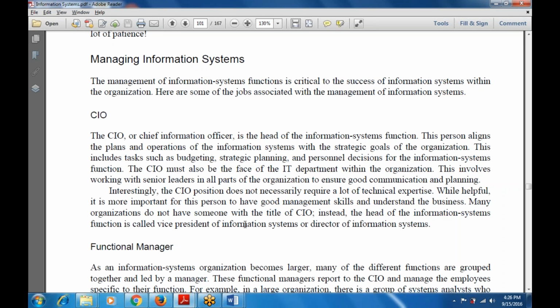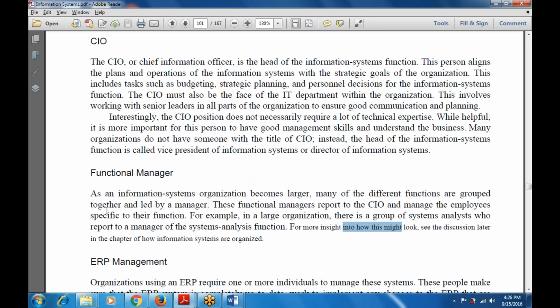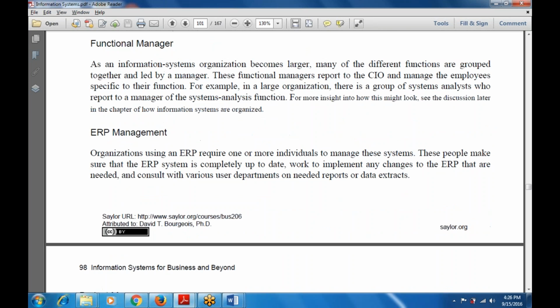For example, in a large organization, there is a group of system analysts who report to a manager of the system analysis function. For more insight into how this might look, see the discussion that is available on how information systems are organized.